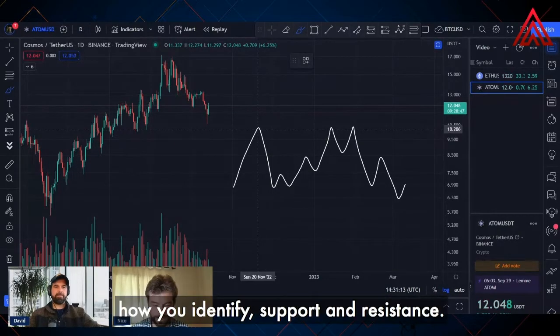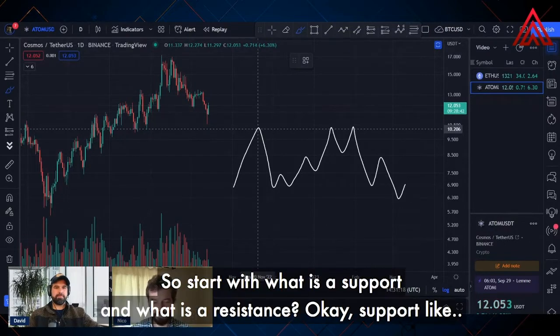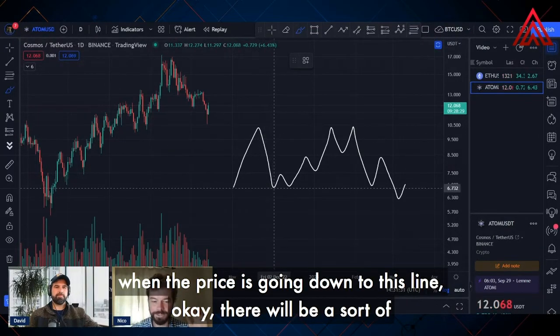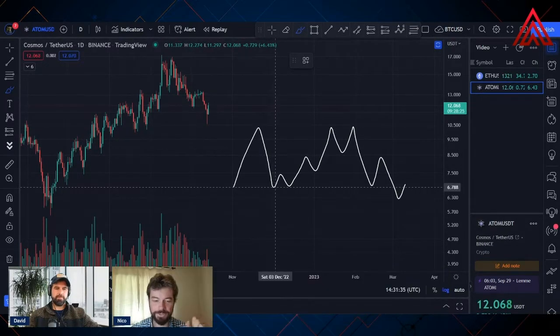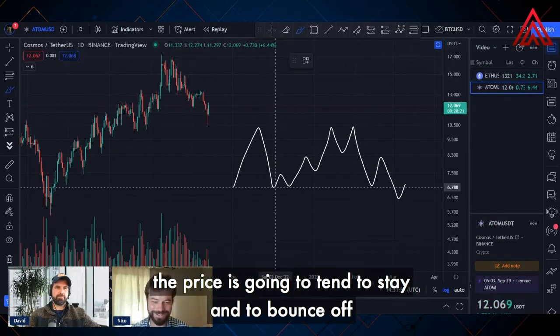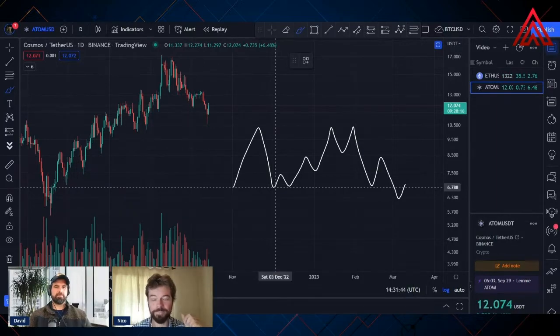So yeah, we're going to start on this drawing just to have a first approach on how you identify support and resistance. Okay, so to start with, what is a support and what is a resistance? Support, like the word says, is going to support the price. Which means that when the price is going down to this line, there will be a sort of help. Let's say the price is going to tend to stay and to bounce off this level.